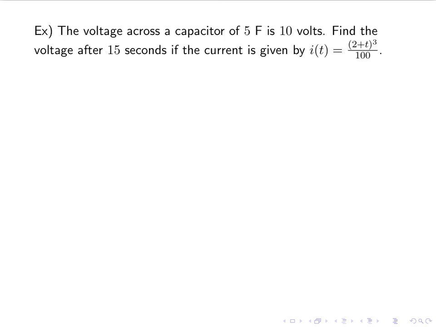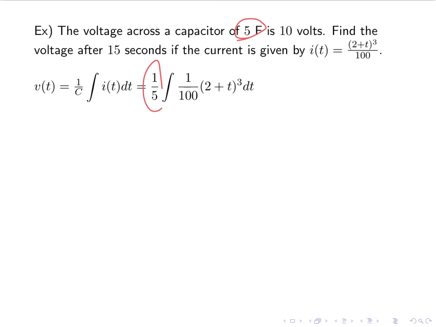For our last example, the voltage across the capacitor of 5F is 10 volts. Find the voltage after 15 seconds if the current is given by I of t equals (2 plus t) cubed over 100. So again, we're looking for the voltage, so that's 1 over c times the integral of I of t dt. C, the capacitance is 5, so 1 over 5. And then my formula here for I of t.